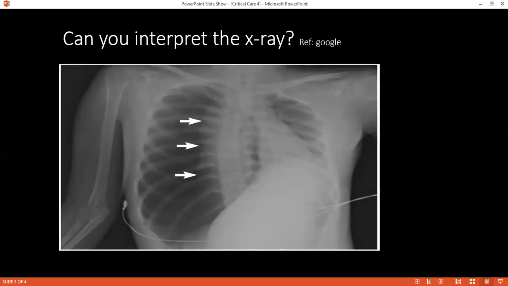This X-ray shows that there's a right-sided pneumothorax, which has caused a tracheal deviation and a mediastinal deviation towards the left side. It has also caused the lung fields to get shifted to the left side as well. Yes, ma'am, it's deviated to the left.